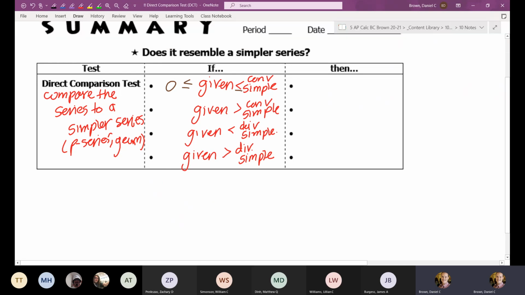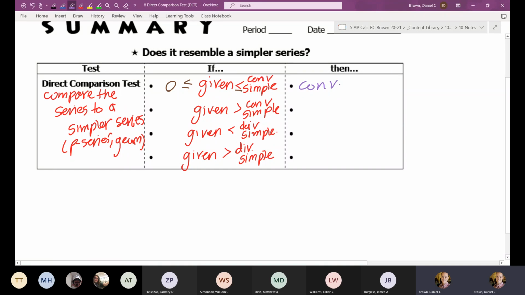And again, I think of this pretty logically. I don't by any means memorize this. I think it's pretty easy if you think about it. So if the one you're trying to find is smaller than one that already converges, what do you know about the one you're trying to find? It also is going to converge. Again, that's why I say don't memorize these, just think through it logically.